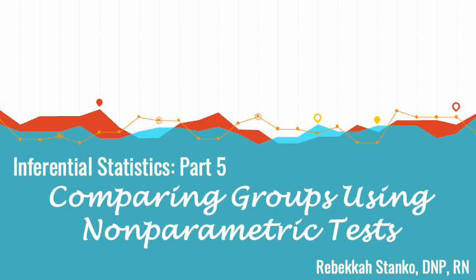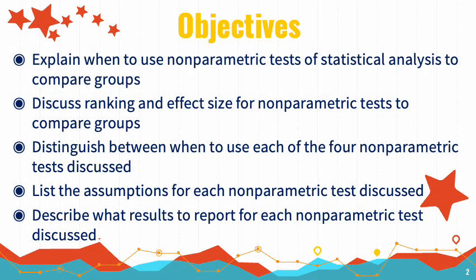of normality is violated. Following this lecture, students should be able to explain when to use non-parametric tests of statistical analysis to compare groups, discuss ranking and effect size for non-parametric tests to compare groups, distinguish between when to use each of the 4 non-parametric tests discussed in this lecture, list the assumption for each non-parametric test discussed, and describe what results to report for each non-parametric test discussed.